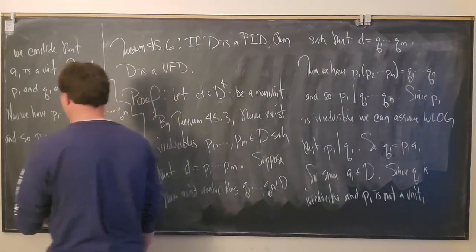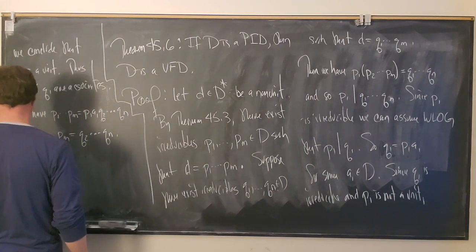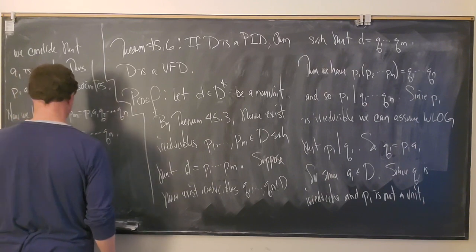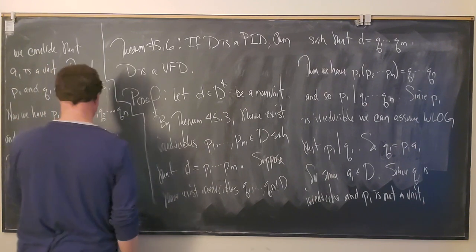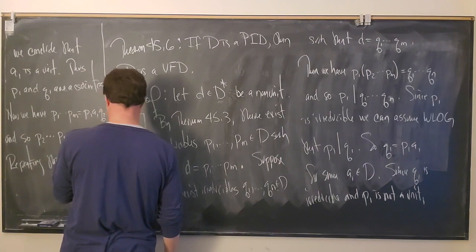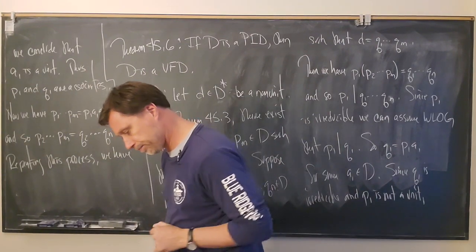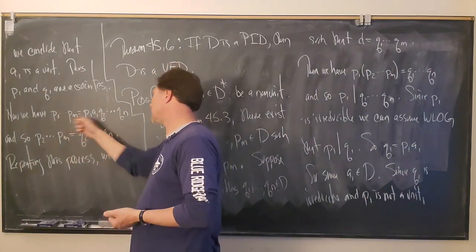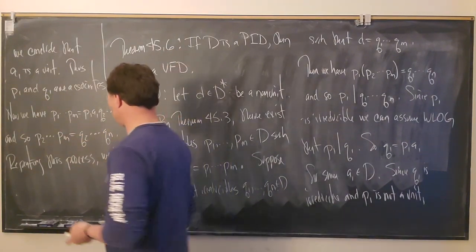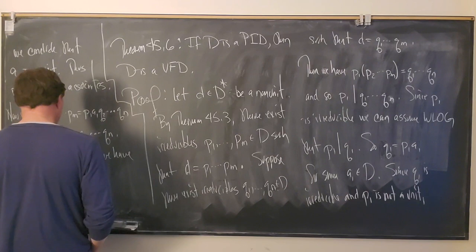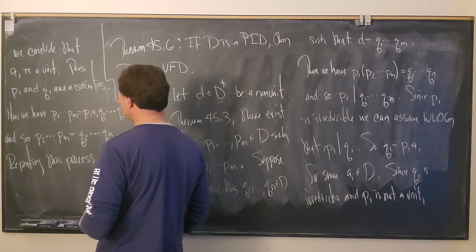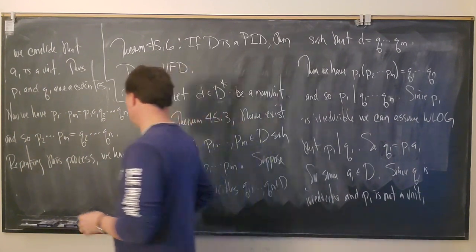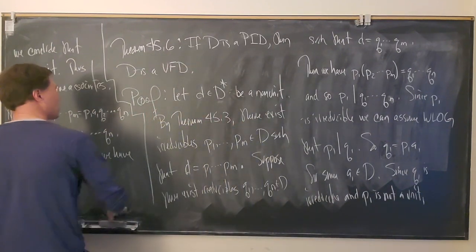And so now what we're going to get? Let's repeat this process. So repeating this process, we have two possibilities depending on which one's bigger. Either m is bigger or n is bigger. So if n is bigger, then eventually we'll cancel off all the P's. So we'll have, let's write it up here.